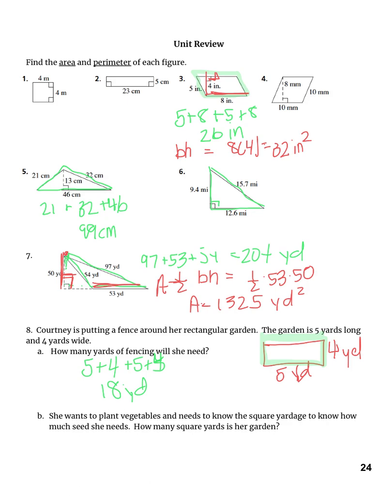Then the next question is, she wants to plant vegetables and needs to know how many square yardage, how much seed she needs. So the square yardage is area. So to find the area, I'm going to do base times height or length times width. And so I'm going to do 5 times 4. And that means that the area would be 20 yards squared. Okay, there you go. There are some problems for you.